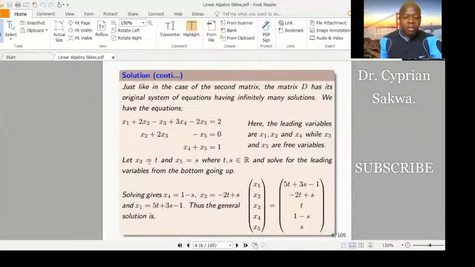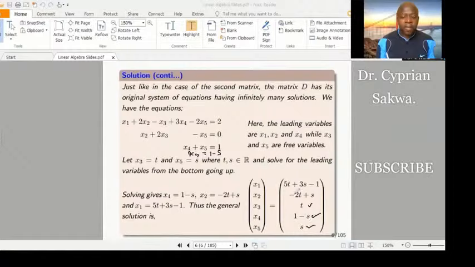So as we said earlier, we would equate the free variables to parameters. Let x3 be t and x5 be s, where s and t are real numbers. And then solve this system, beginning from the bottom going up. So make x4 the subject. When you make x4 the subject, you find that x4 equals 1 minus x5. But x5 is s, so it'll be 1 minus s. So that's the value for x4, 1 minus s. And that's what I have here. I have already inserted the values of x5 and x3: x3 is t and x5 is s.